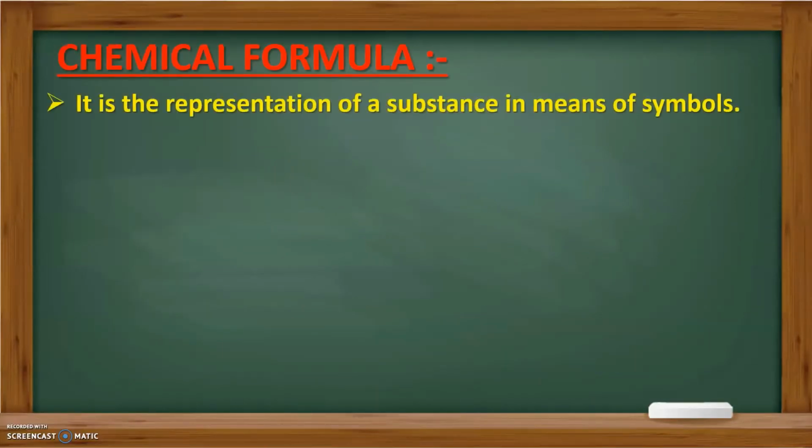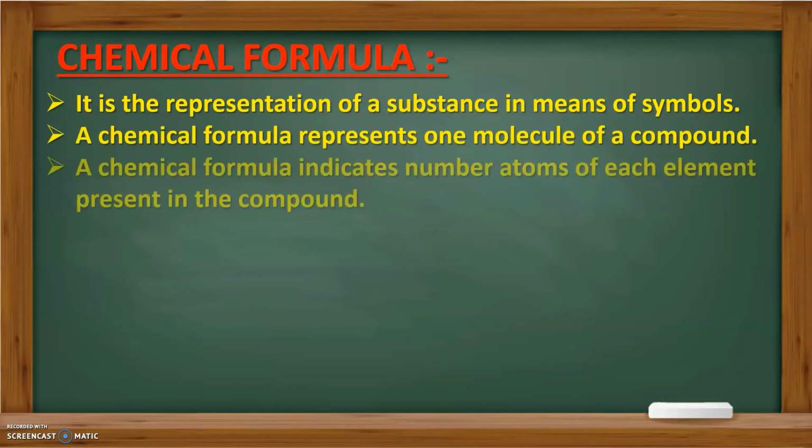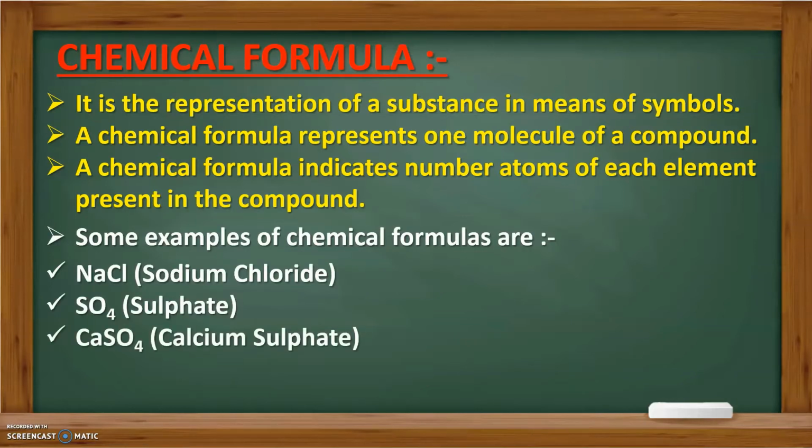Now let's understand what is a chemical formula. A chemical formula is the representation of substances in the form of symbols. A chemical formula represents one molecule of a compound and also indicates the number of atoms of each element present in the compound. Some examples of chemical formulas are NaCl, which is the chemical formula for sodium chloride, SO4, which is the chemical formula for sulfate, and CaSO4, which is the chemical formula for calcium sulfate.